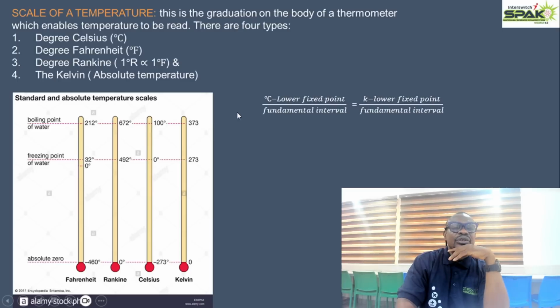Fahrenheit to degree Celsius. This is degree Celsius, and I will connect it to Fahrenheit. If this is degree Celsius minus lower fixed point all over fundamental interval, I will come over here because I'm changing to Fahrenheit. I will say Fahrenheit minus lower fixed point all over fundamental interval. They all have their fundamental interval. For Fahrenheit, the fundamental interval is 180. For the Celsius and Kelvin scales, it is 100 degrees. That is why the change in temperature for Celsius and Kelvin is always the same.